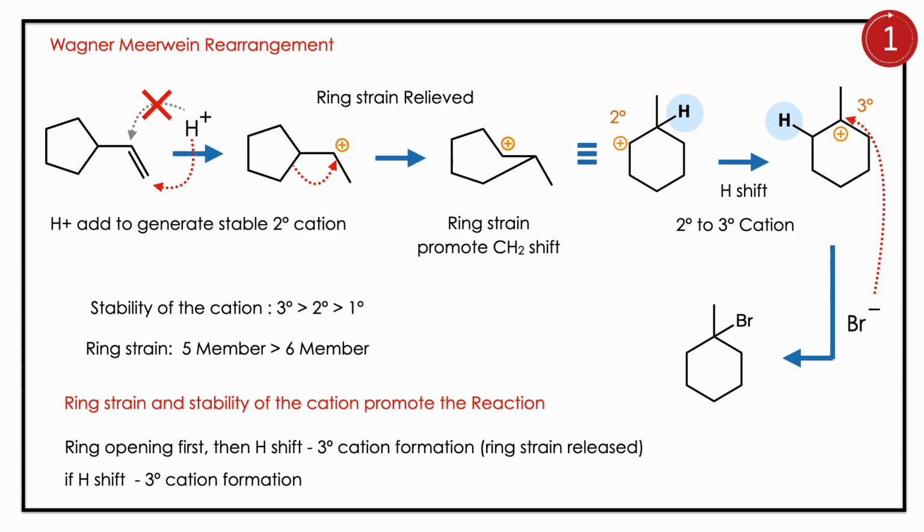The cation opens the system, the 5-member ring becomes 6-member, and the ring strain is relieved. If you read down nicely, you have a 6-member system. Still it is a secondary cation. So the secondary cation can become tertiary by hydride transfer, giving a stable tertiary cation. The tertiary cation is quenched by bromine, and you have the final product. The concept you have to learn here is that whenever there is cation formation, ring strain will always be released.